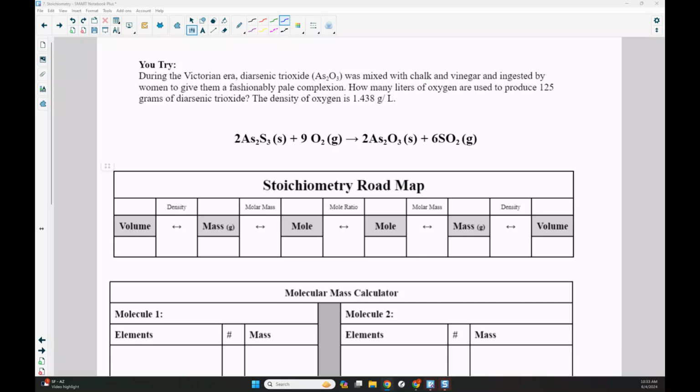Okay, it says, during the Victorian era, diarsenic trioxide was mixed with chalk and vinegar and ingested by women to give them a fashionably pale complexion. How many liters of oxygen, so that's what we're going to try to figure out here, are used to produce 125 grams of diarsenic trioxide? The density of oxygen is 1.438 grams per liter. Okay, so reread the question if you need to.